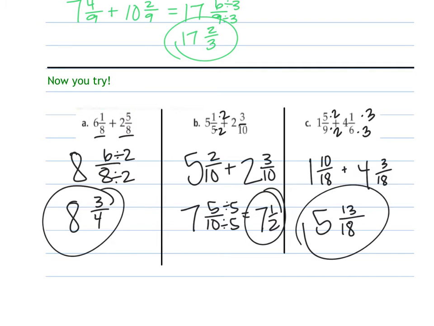The biggest mistake that I see is people forgetting to add on the whole numbers, and they would just say that their answer is 13/18. So make sure that you remember to add your whole number and include it in your answer.